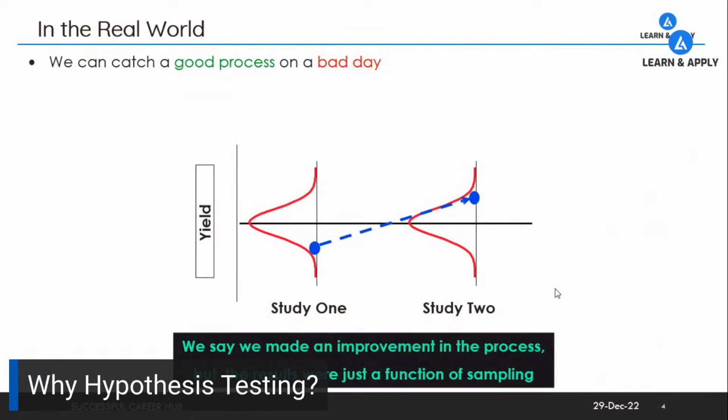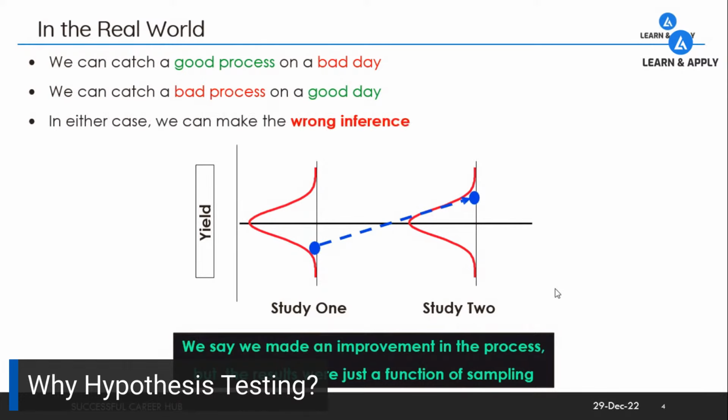If you are going to monitor the process and work on the process, there is always a probability that you can catch the good process on a bad day. That means the process is good, but because of wrong sampling or random sampling, we say that the process is bad. And that can also happen vice versa. There is a bad process, but whatever sample you have selected is good, and you say that the process is good. In either situation, the decision is wrong, right?